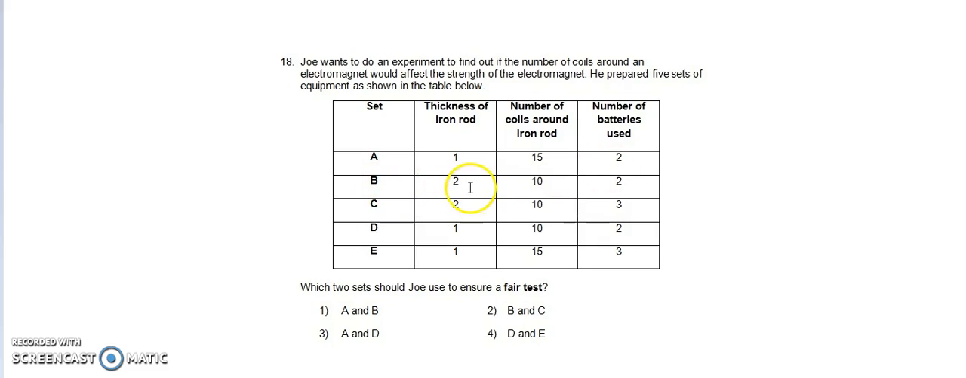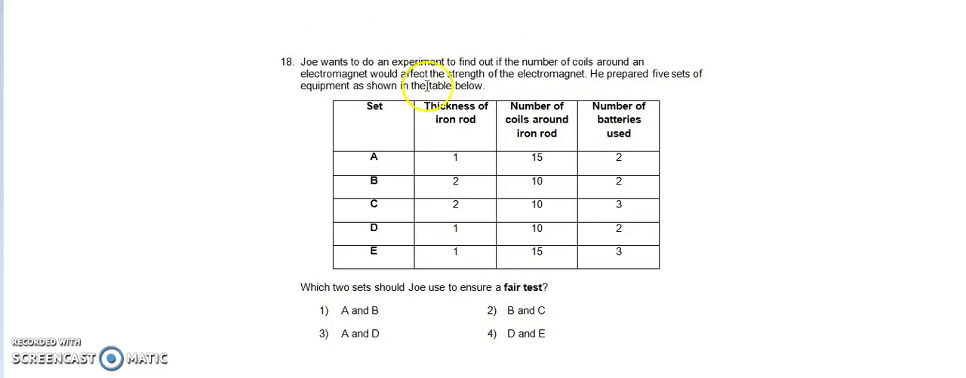B, thickness of rod is 2, number of coils around the iron rod is 10, and number of batteries used is 2. C, thickness of rod is 2, number of coils around iron rod is 10, and the number of batteries used is 3. For D, we have thickness of iron rod at 1, and number of coils around iron rod is 10, and number of batteries used is 2. For E, the thickness of the iron rod is 1, number of coils around iron rod is 15, and number of batteries used is 3. Now, which 2 sets should Joe use to ensure a fair test?